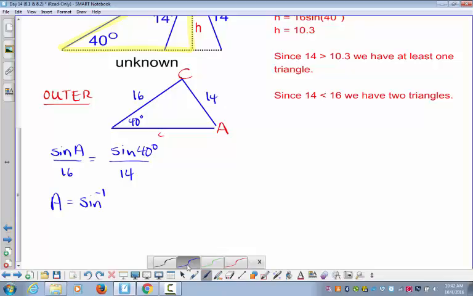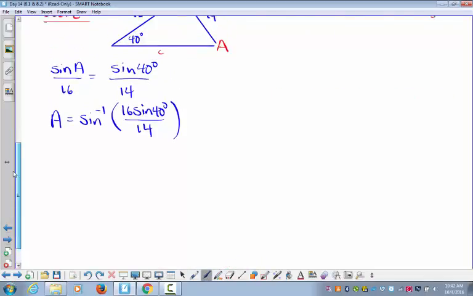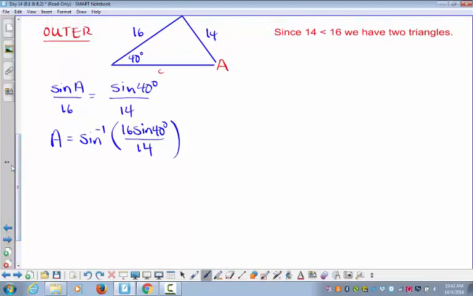So it'll be the inverse sine of 16 multiplied by sine of 40. That, of course, you could reduce, but since you're typing it into your calculator anyway, it doesn't really matter. So you're going to type that into your calculator. And we're going to round that to the nearest unit, because that's what the other angle was rounded to. And so what do we get when we type that in?